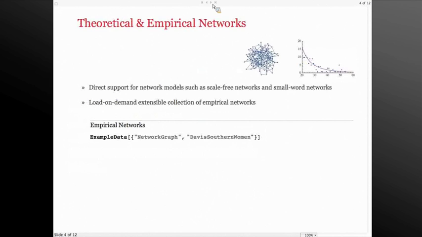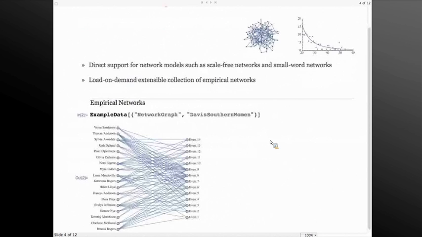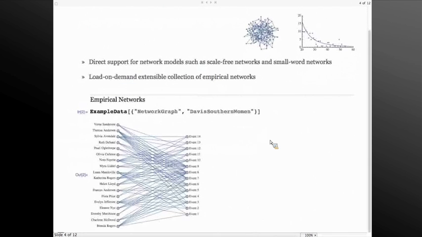We also extended our collection of empirical networks. We included some standard networks, such as the Southern Women Club network, which is one of the first data sets collected by Davis and colleagues in the 1930s, at the early stage of social network analysis. Here you can just evaluate it in Mathematica and you get the network, which is a two-mode network, where you have the 14 women, and then you have the corresponding events, 8 events on the right-hand side.